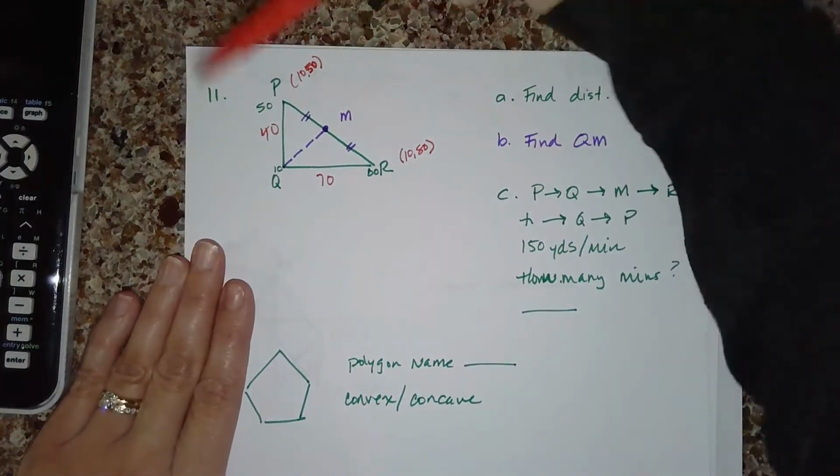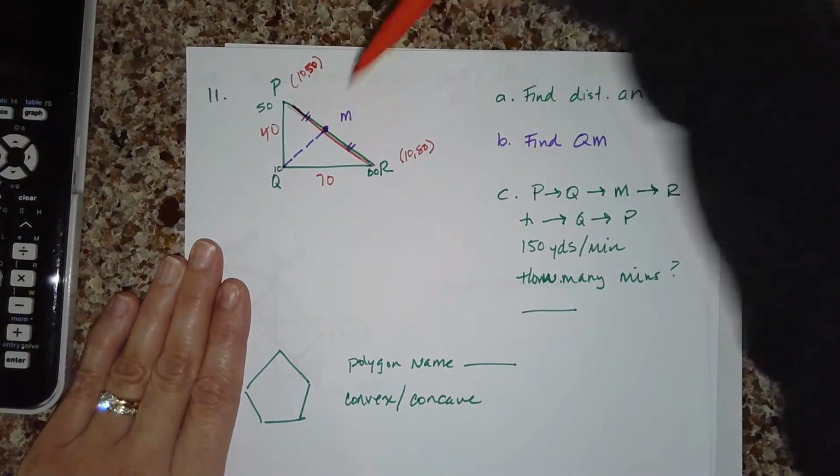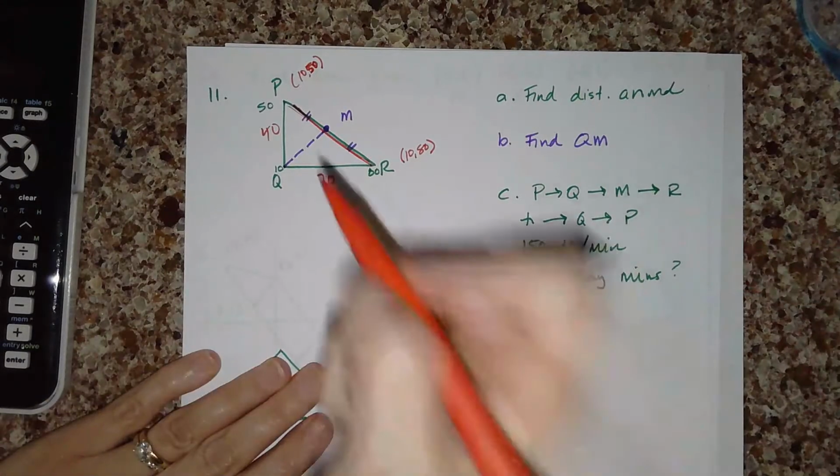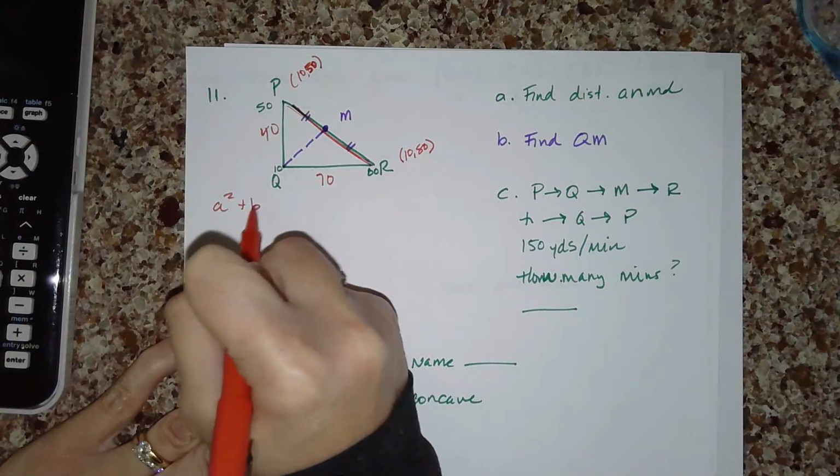So I need to figure out the length of this hypotenuse here. I need to figure out this length here. One way to do this is to use the Pythagorean Theorem, and that's probably what I would have done. Or you could use the distance formula. I'm going to use the Pythagorean Theorem because I think it's easier.